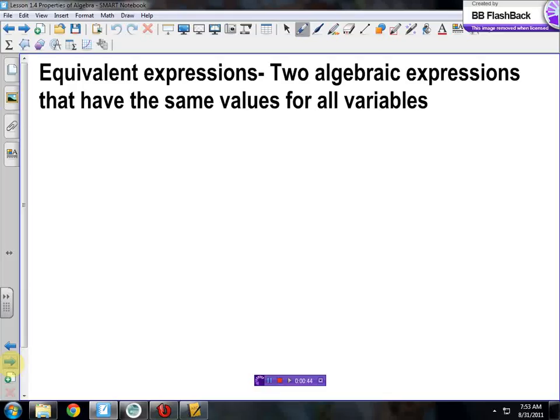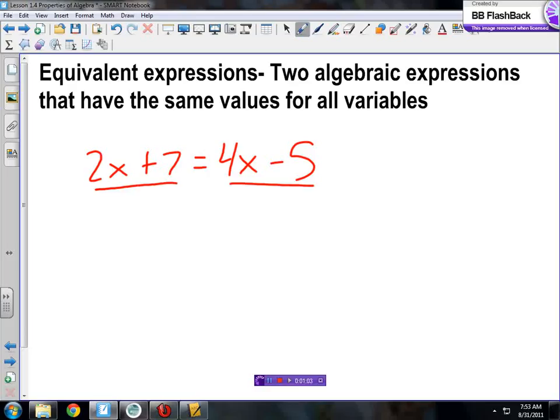So we use these a lot, and you might not even know it, but equivalent expressions are when you have two math sentences. You might have something like this, 4x minus 5. Is there an equal sign there? Yes. Are there two expressions, one on the left side, one on the right side? So these are equivalent expressions. Most times I'm just going to talk about them, and I'll probably say equation, because I think that's what we're used to. But in the book, if they talk about equivalent expressions, it should look like this.